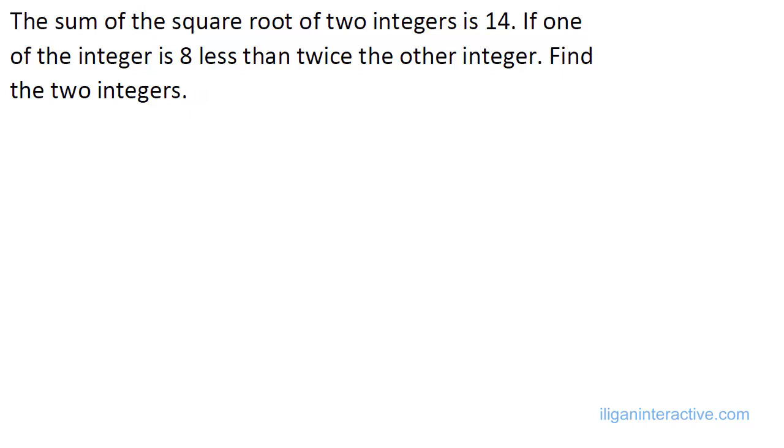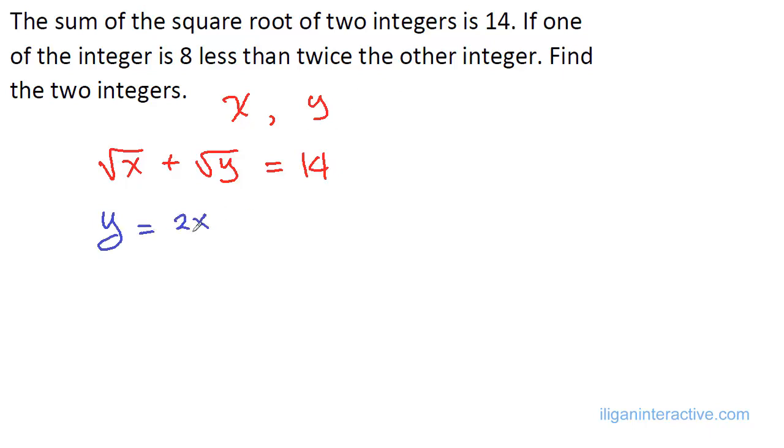Well, if we want to solve this algebraically, we could let x be the first number and y be the second number. Then we have the equation that the square root of x plus the square root of y is equal to 14. The second equation is that one integer is 8 less than twice the other, so y is 8 less than twice x. And we could actually solve this if we want to.